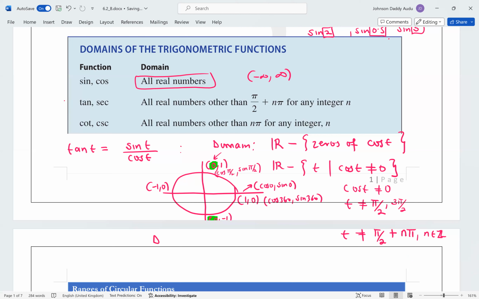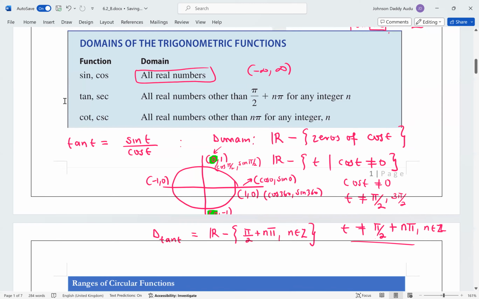So here, what we have is that the domain of tan t is going to be what? The domain of tan t is going to be the whole real numbers minus what? All of this. t cannot be pi over 2 plus any integer multiple of pi, where n is inside Z. Okay? All right. Now, this is for tan t, and it's going to be the same for what?